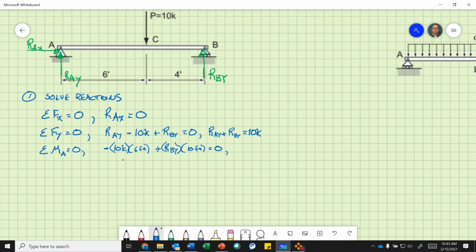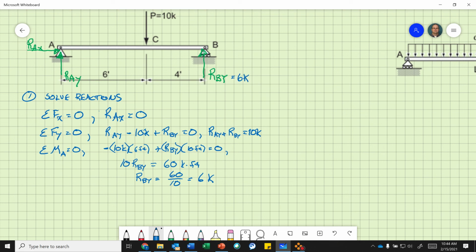So we have 10 RBY equals 60 kip feet. The reaction at point B equals 60 over 10, which equals 6 kips. So this equals 6 kips.